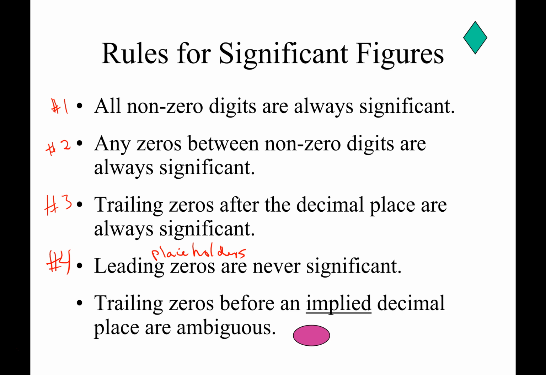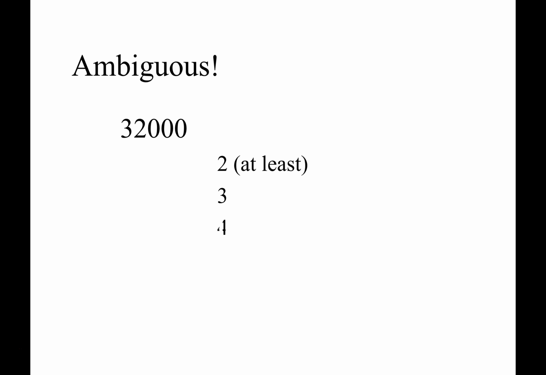These are trailing zeros, but they're not trailing zeros after a decimal. They are trailing zeros of a big number before a decimal that is implied. Are you serious? I'll show you what that looks like. So for instance, something like this. If we have 32,000, you might think it's 32,000 trees or 32,000 people. Not necessarily. It could be 32,000 feet, 32,000 miles, 32,000 kilograms, okay?